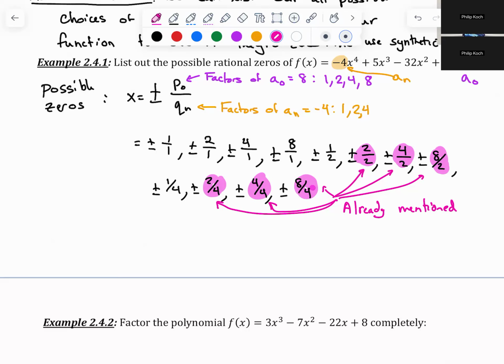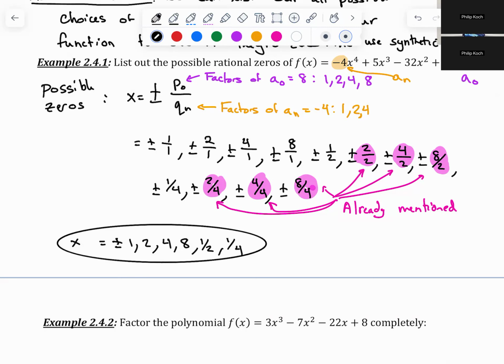All right. So if we really wanted to, we would just write it as plus or minus. The possible zeros are plus or minus 1, plus or minus 2, plus or minus 4, plus or minus 8, plus or minus 1/2, plus or minus 1/4. And that should be it. Yeah, that's it. Any questions on that? While you're working through this, and we're going to do this several times, so don't worry, you're going to get plenty of practice.